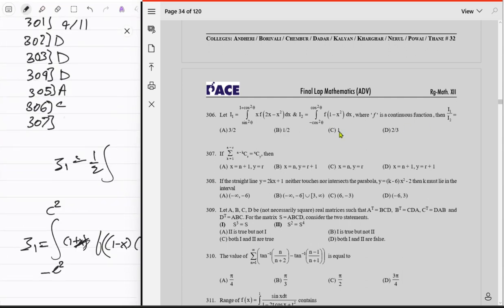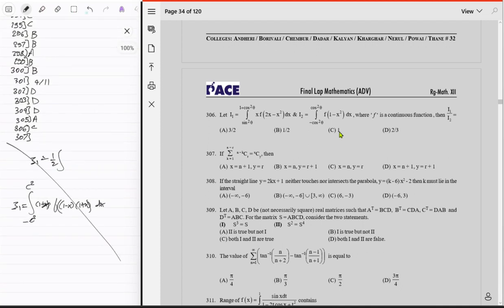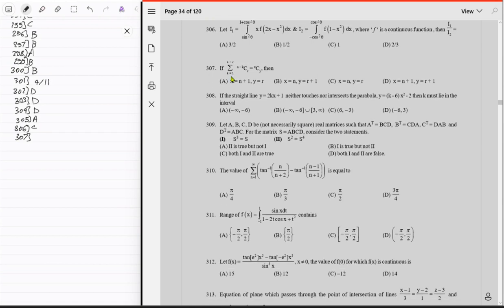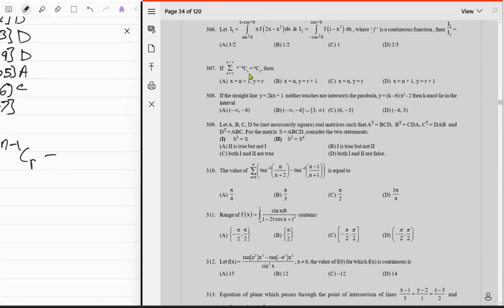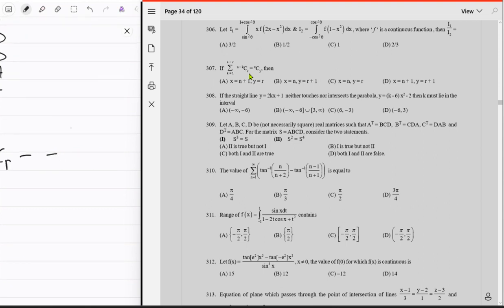307. If summation from n equal to 1 to n minus r of n minus k c r is equal to n c r, then okay, n minus k c r, so like you start putting in stuff like n minus 1 c r and so on, keep going till n minus r, we have to put. It's like r c r basically.